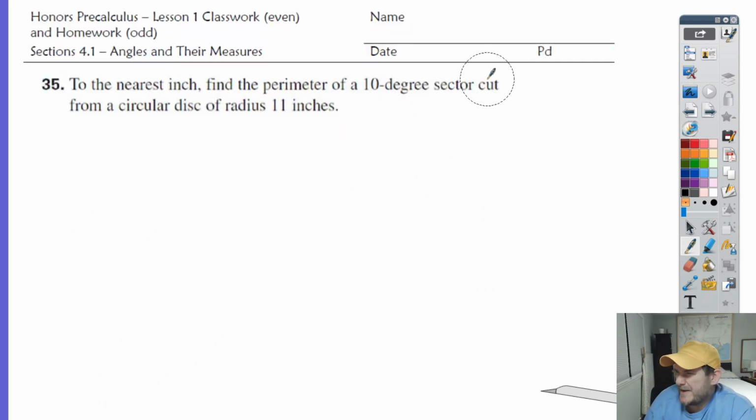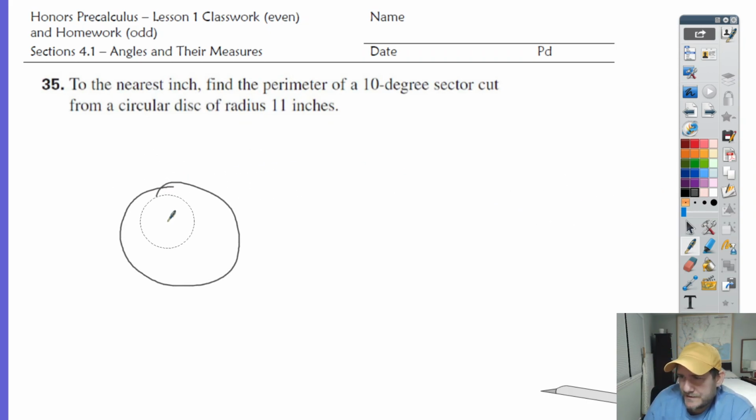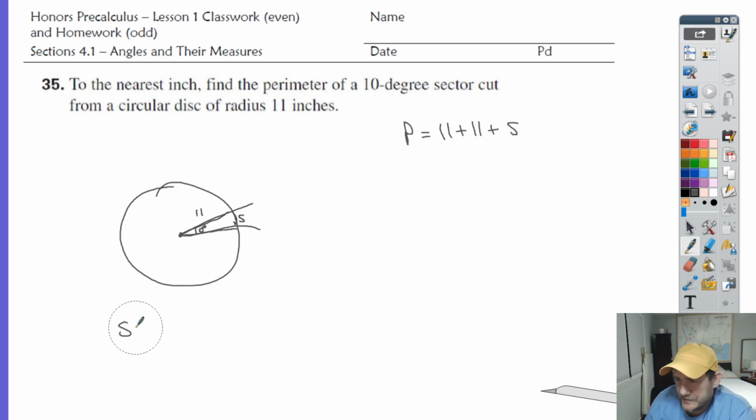So this is all the same. I'll just run through it because I can run through it quickly. It says if you had a 10-degree sector cut from a circular disk, 10 degrees means central angle 10 degrees. So we're talking about a small slice, 1/36th of the whole circle. So the radius is 11. They're saying find the perimeter. So perimeter again will be radius plus this little sliver of an arc. So our perimeter is going to be just 11 plus 11 plus whatever our arc is. So let's figure out what our arc is using our formula.